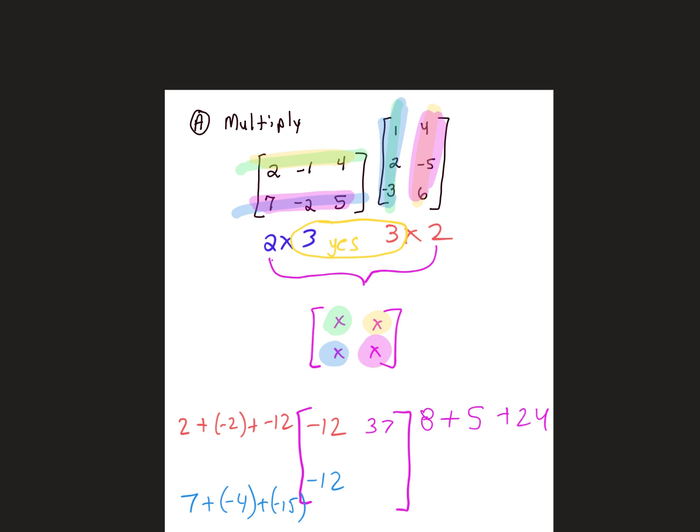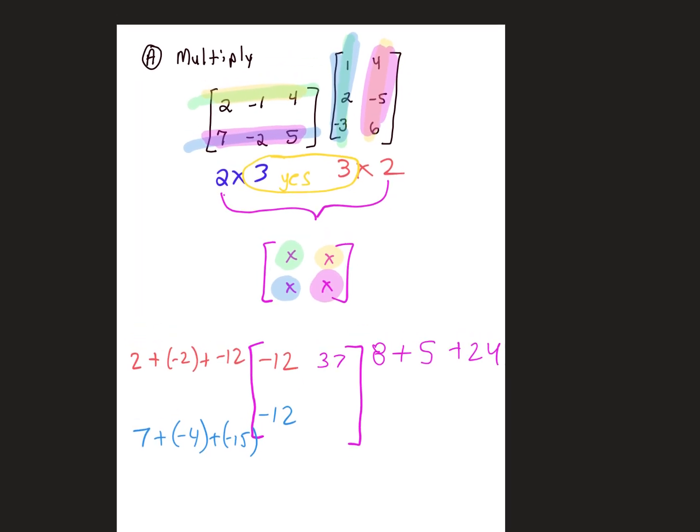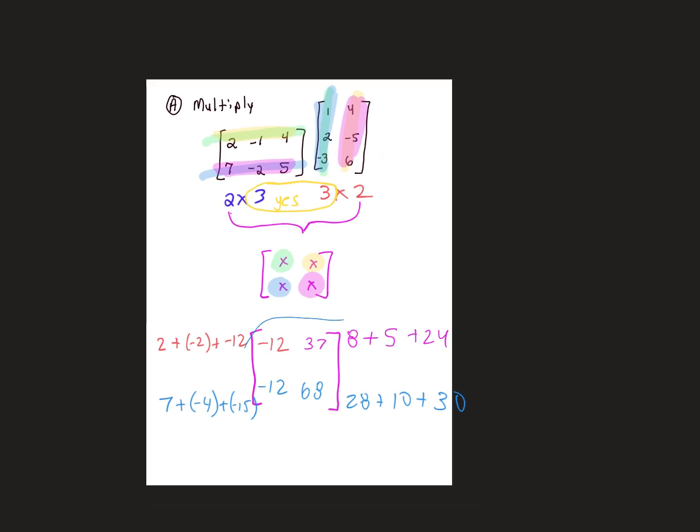All right, kiddo. So 7 times 4 is 28. Good. Negative 2 and negative 5 is 10, and perfect. 28 plus 10 is 38, plus 30 is 68. And there, ladies and gents, is your answer.